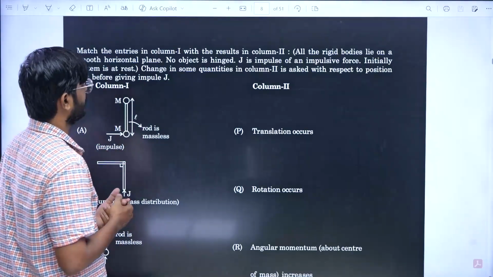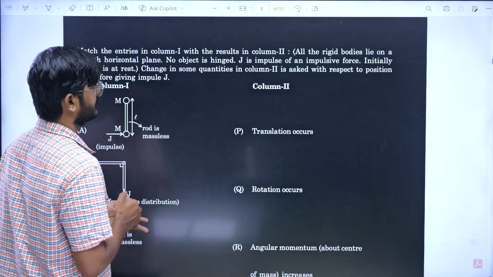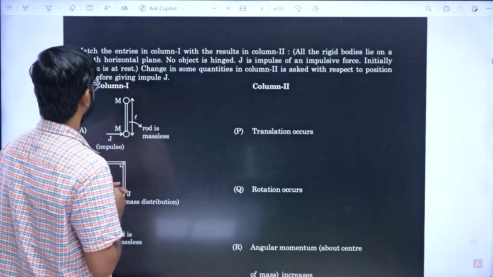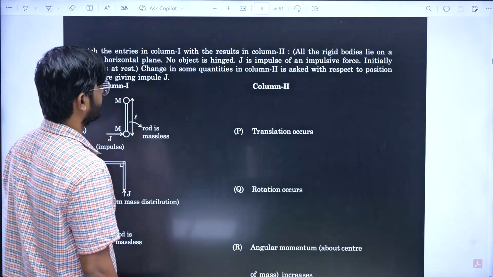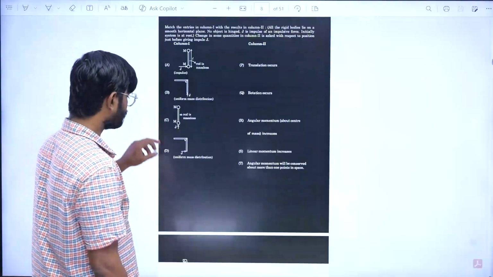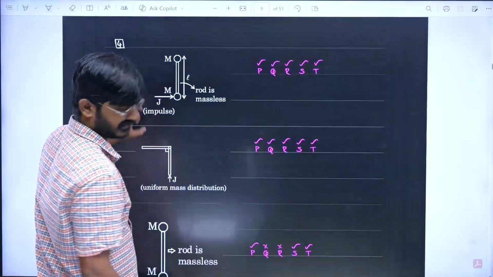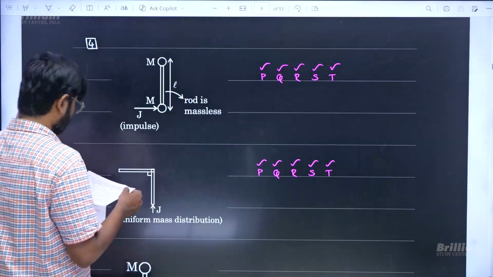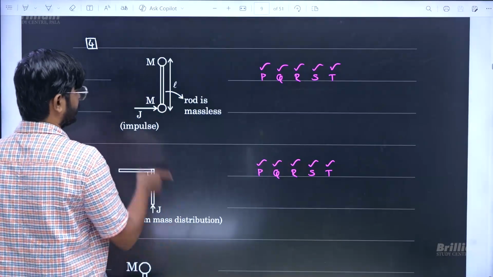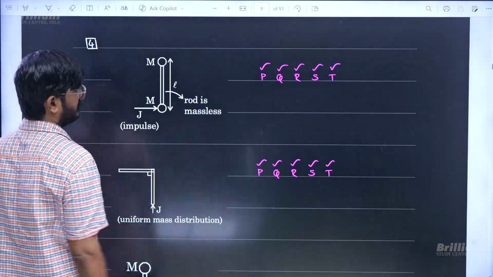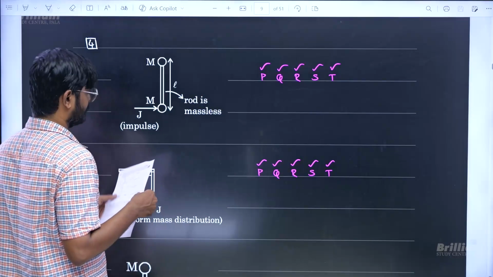In the horizontal plane, no object is hinged, J is the impulse of an impulsive force. Initially the system is at rest, find the change in some quantities. All the questions were straightforward here. So in this case, does translation occur? Yes, obviously there is impulse, so the center of mass will be moving, and apart from that rotation occurs.